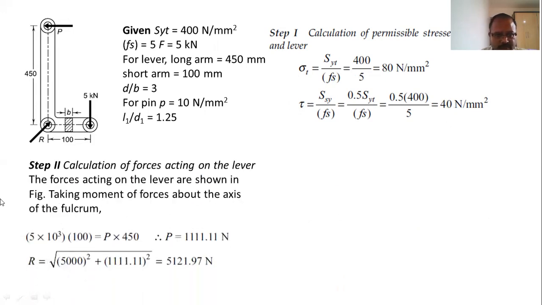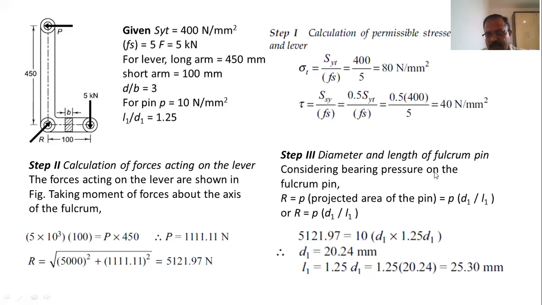Then we are going to calculate the forces, taking moment about the fulcrum. P into 450 is equal to 5000 into 100, and we'll get the value of P. R can be calculated, and in the case of a bell crank lever, theta is equal to 90 degrees, so it will be the square root of F square plus P square only. That is 5121.97. So R is maximum in this case, so we are going to use R for the design of the fulcrum pin, for the length and diameter of the fulcrum pin. Bearing pressure is equal to force upon area, with length given as 1.25 D1. So we have calculated L1 and D1 using this equation.